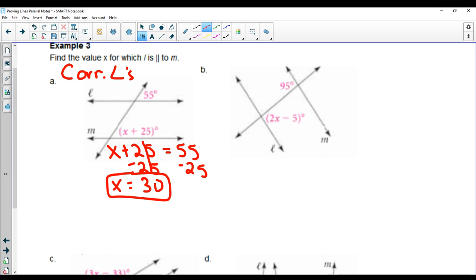That's what we got here on part B. So it looks like we're inside those lines L and M, and we're on different sides of this transversal. So those are alternate interior angles. What do we know about alternate interior angles? We know from Monday that they have to be congruent. They have to be the same exact thing. So in order to make L and M parallel, we've got to take 2x minus 5 and set it equal to 95. And that will give us the x value that forces the lines L and M to be parallel.